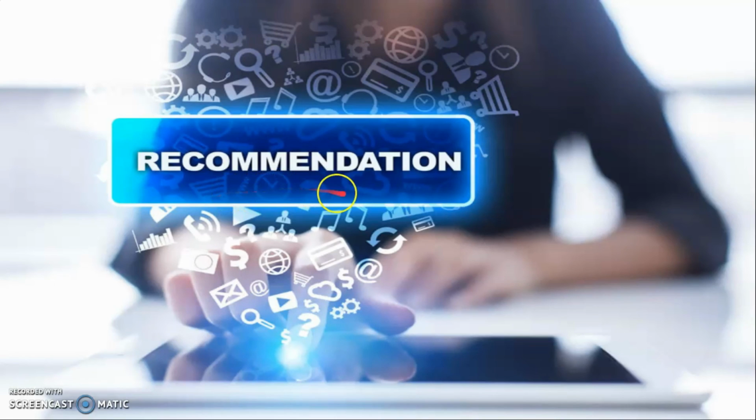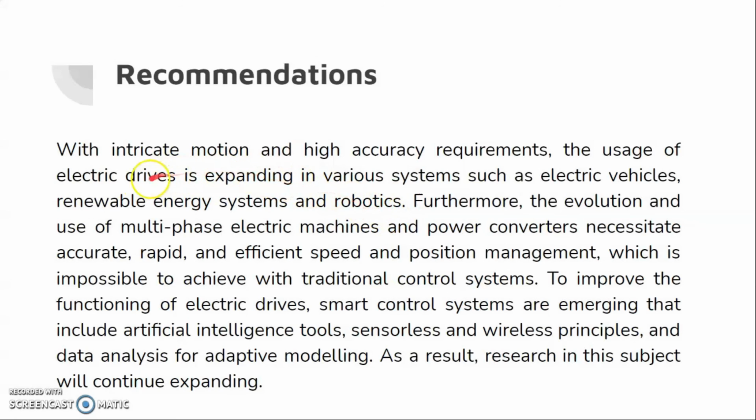And now I will do the recommendation for this group assignment. With intricate motion and high accuracy requirements, the usage of electric drives is expanding in various systems, such as electric vehicles, renewable energy systems, and robotics. Furthermore, the evolution and use of multi-phase electric machines and power converters necessitates accurate, rapid, and efficient speed and position management, which is impossible to achieve with traditional control systems.